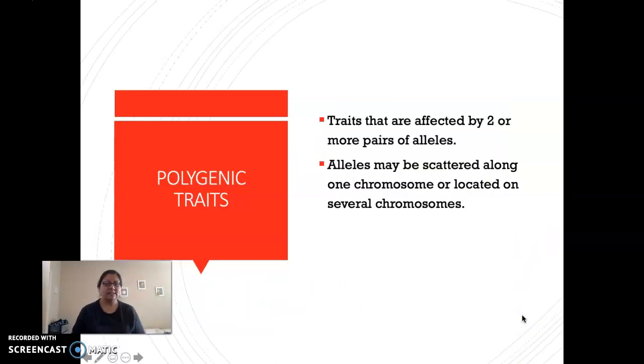So lastly, let's talk about polygenic traits. So poly just means many, and we know what genic means. We know it means genes. So these are traits that are affected by two or more pairs of alleles. So we know that we have 46 chromosomes. So we have 23 pairs of chromosomes. That makes 46. So on our chromosomes, we have a bunch of different genes for different traits on those chromosomes. So it could be on different chromosomes. It could be on the same chromosomes. You can have one chromosome. You can have multiple chromosomes.